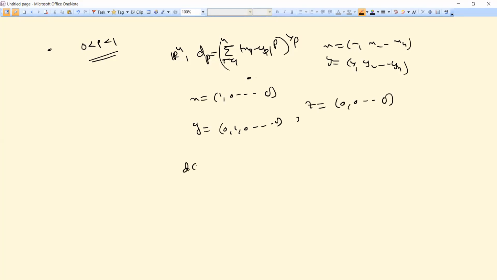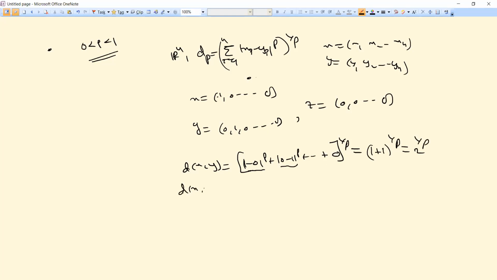Right? What is my distance function? d(x, y) is 1 minus 0 whole power p, plus 0 minus 1 whole power p, going on with 0s, whole power 1 by p. That is 1 power p, which is 1, plus 0 minus 1 modulus, which is 1, so 1 power p plus 1 power p, whole power 1 by p. That means 2 power 1 by p.